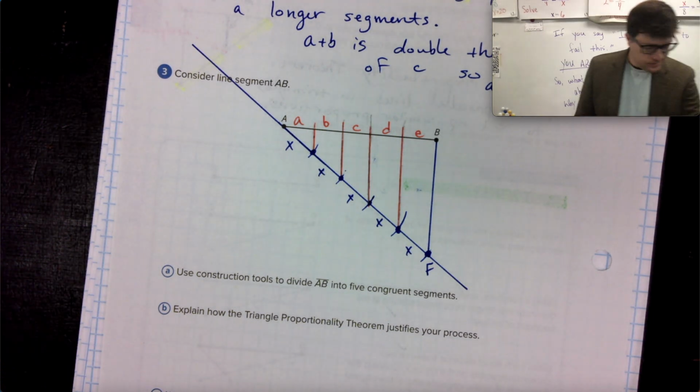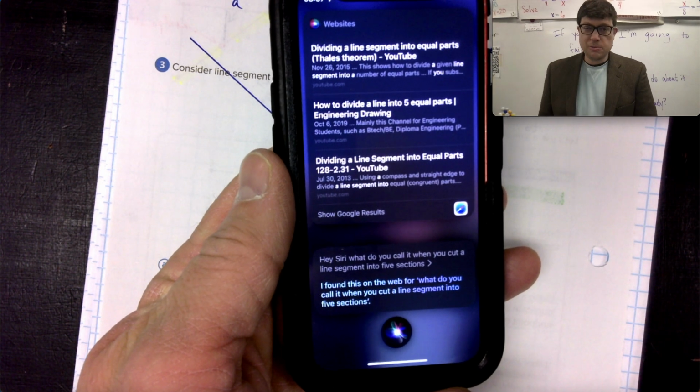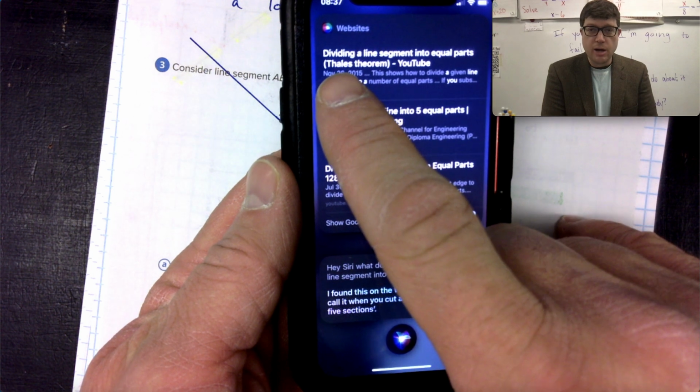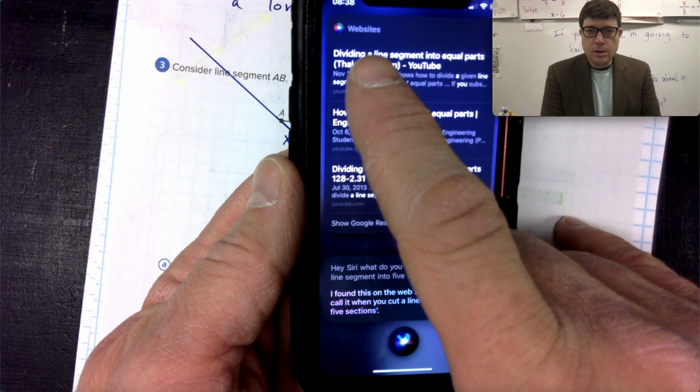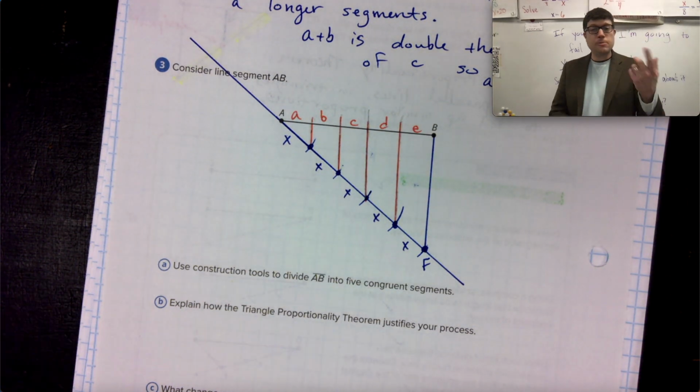Okay, I found this on the web for what you call it when you cut a line segment into 5 sections. Check it out, there are some pretty good resources. Oh, Thales theorem. I'd say Thales. Thales theorem. That's Thales, all right? So, point being, there are some really good resources, some YouTube videos you could search up.